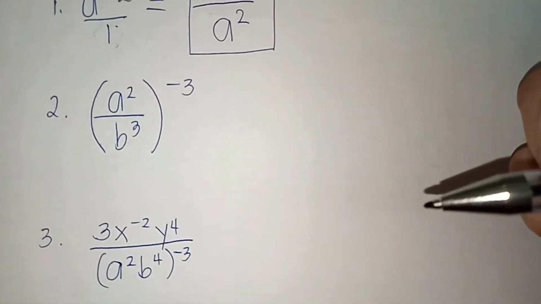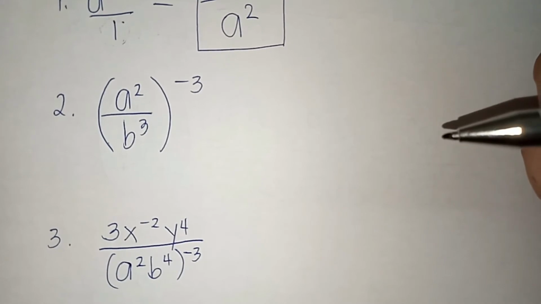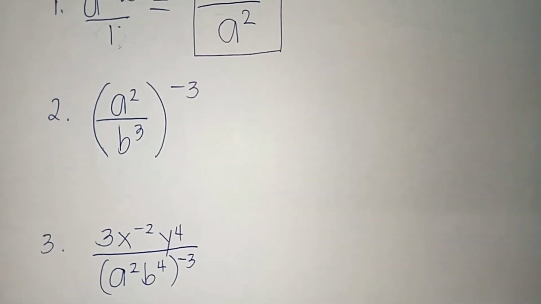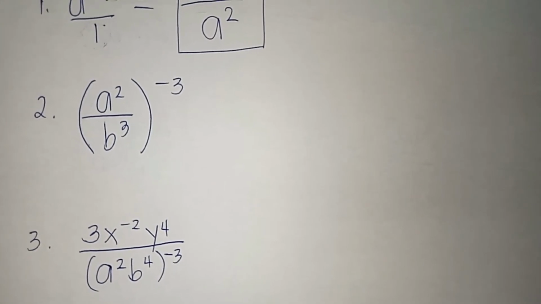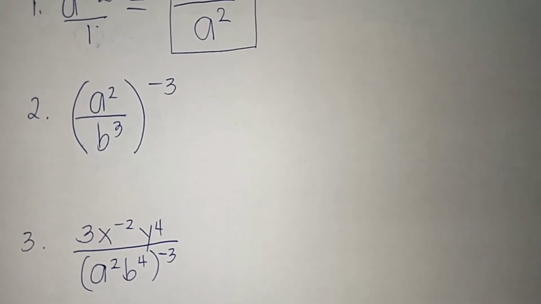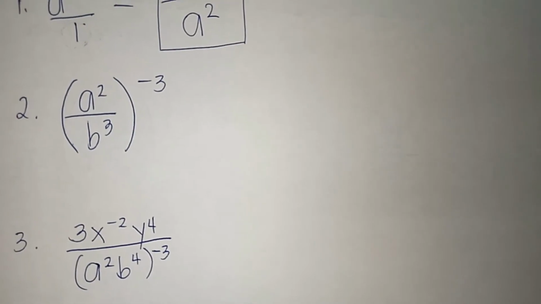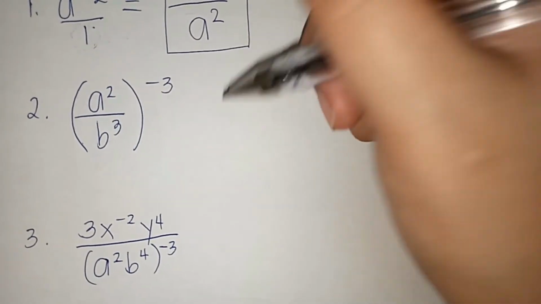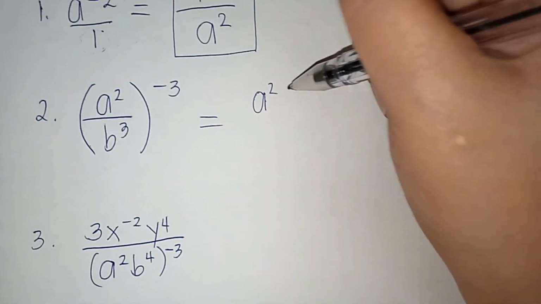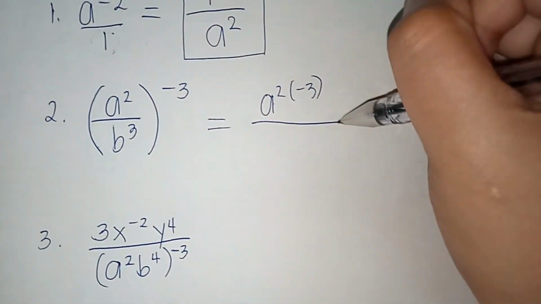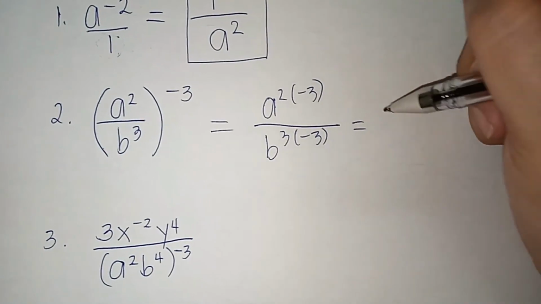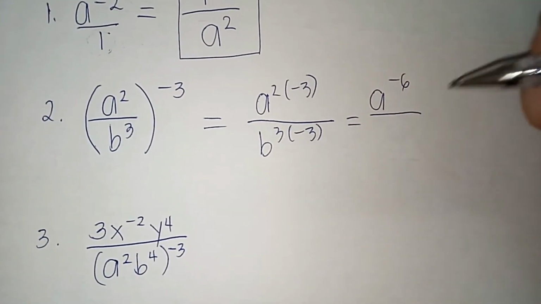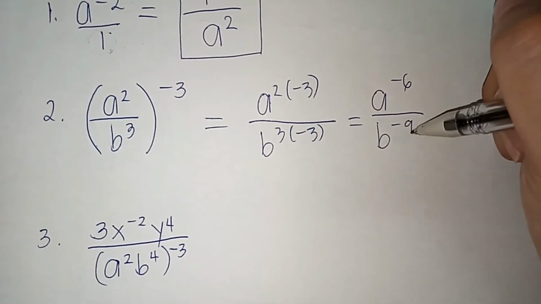Next, we have a squared all over b cubed raised to negative 3. So, ang gagawin po natin dito, mababaliktad po ang numerator at denominator. At syempre, multiply muna natin sa exponent na negative 3 bago po ibaliktad. Okay? A squared multiplied by negative 3 all over b cubed times negative 3. Then we have a raised to negative 6 all over b raised to negative 9.